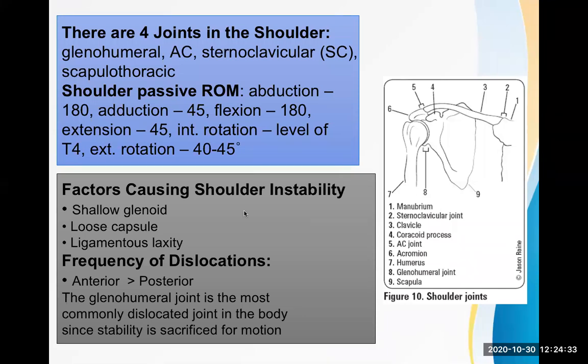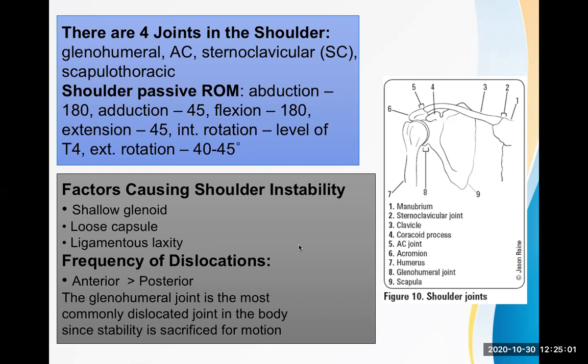The first important point. Second one, the capsule which is surrounding the shoulder joint is loose. It is not very strong or not tightly fitting there. And third one, the ligaments which are surrounding the shoulder joint are lax. Okay, this capsule is actually formed by these different ligaments which are surrounding the shoulder joint. We'll talk about them a bit later.